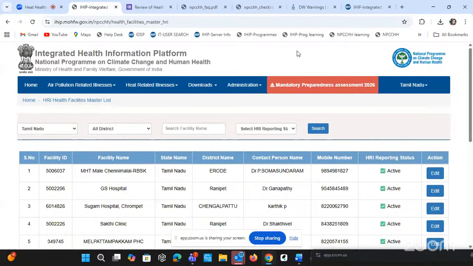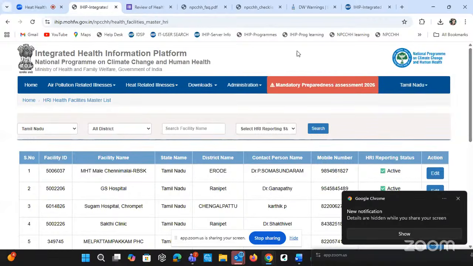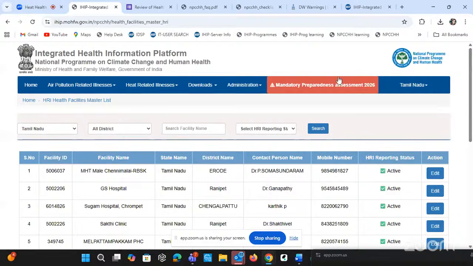Bhupeshji, can you demonstrate how IDSP district data managers can enable the facilities? That error that shows the health facility is not active. For example, a few NPCCHH health facilities shared a screenshot that the facility is not active. So from the district data manager ID, it can be activated, right? You were mentioning.